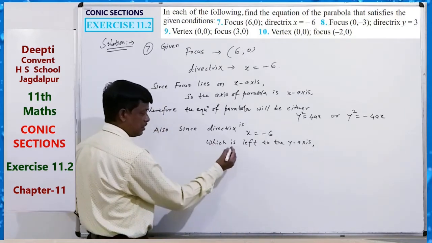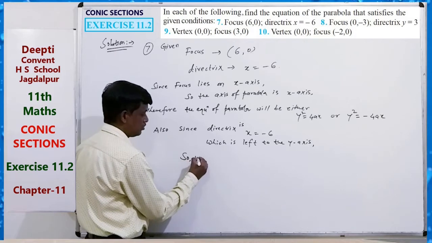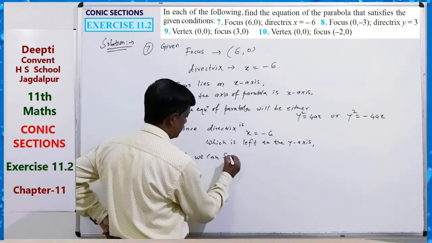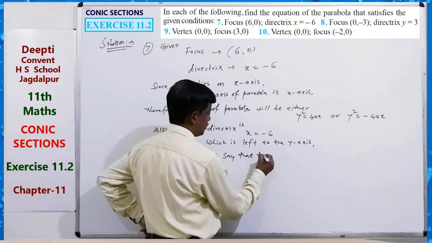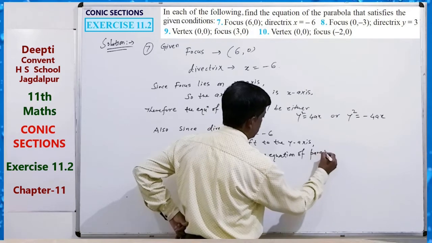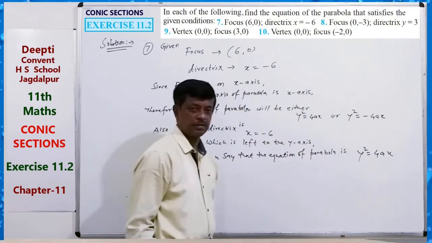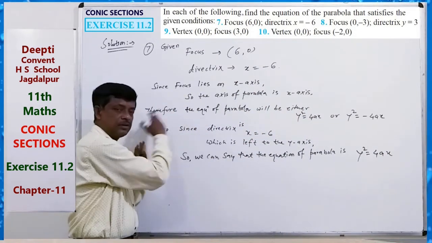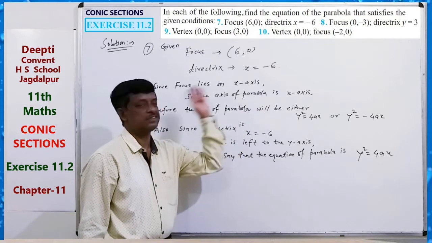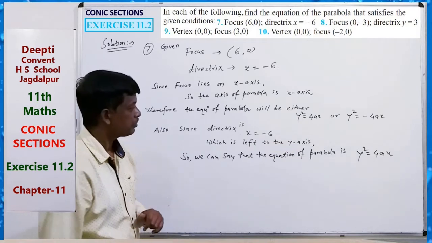So we can say that the equation of the parabola is y square equals 4ax, because the directrix is on the left side and the focus is on the right-hand side. So our axis is the x-axis. So the equation of the parabola is y square equals 4ax. Okay.